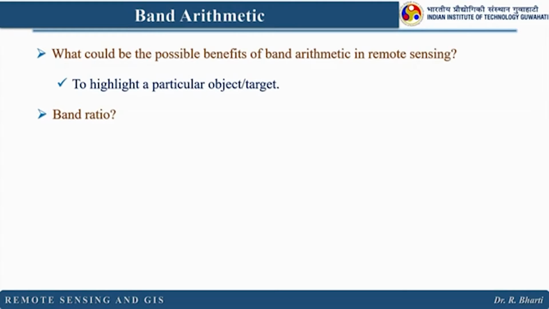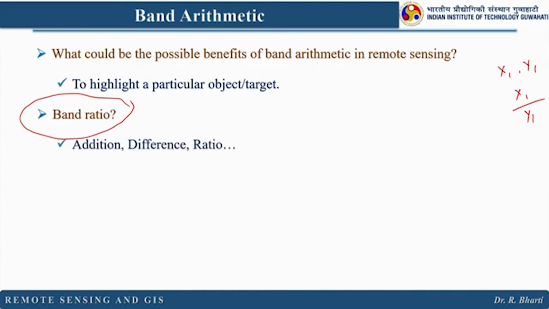Then there is a new term called band ratio. What do we mean by band ratio? Here the ratio is the normal ratio. If you have two values x1 and y1, then the band ratio will be x1 by y1 or y1 by x1. Here we can add, subtract, take the ratio, or multiply some values, and those are included in band arithmetic.